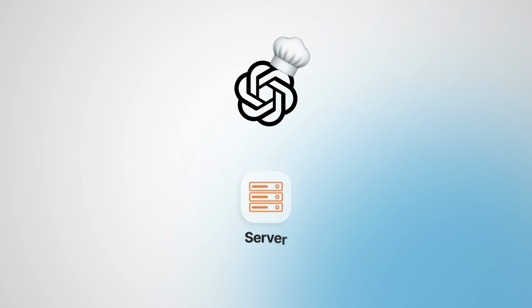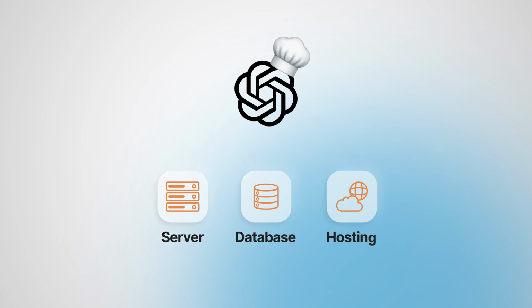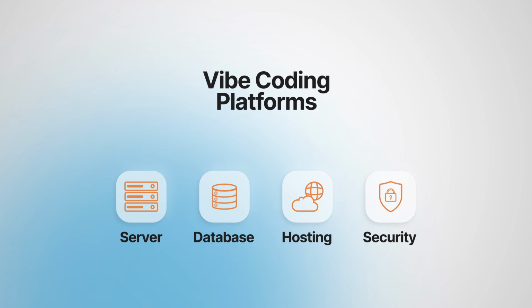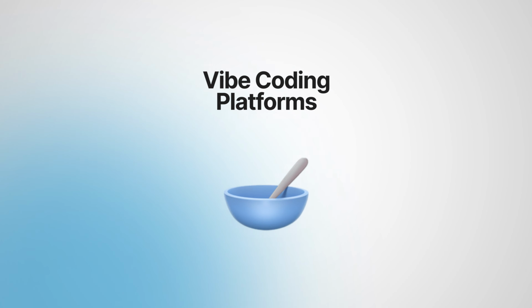Now, this is not the same as just using ChatGPT. Ask ChatGPT to build you an app and it'll hand you code. Useful code, but you still need to set up a server, configure a database, handle hosting, deal with security. ChatGPT gives you the ingredients, but it doesn't cook the meal. Vibe coding platforms actually cook the meal. You describe the app and the platform generates it, hosts it, gives it a database and a login system, end to end.